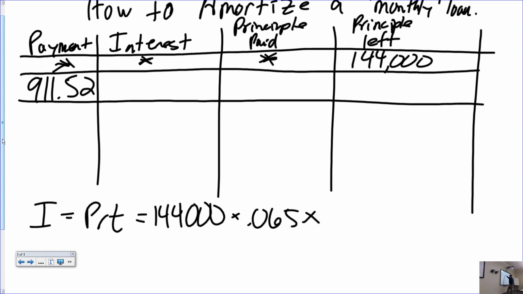And now, how long did we borrow the money in that first row? Not 360 months, but one row. One month. So times 1 over 12, right? Because remember, time is always in years, but this represents 1 month, and so 1 month is 1/12 of a year.